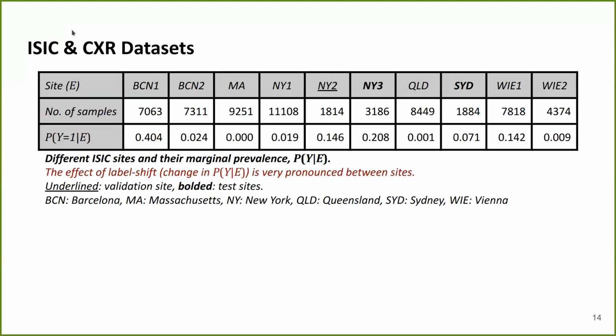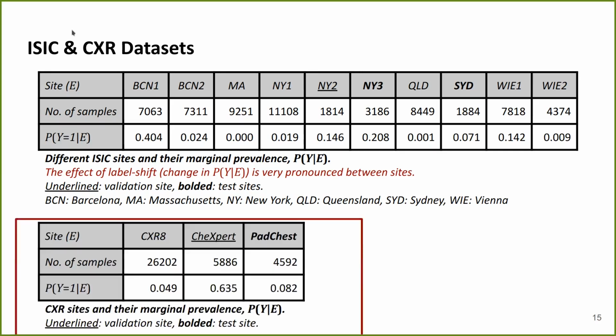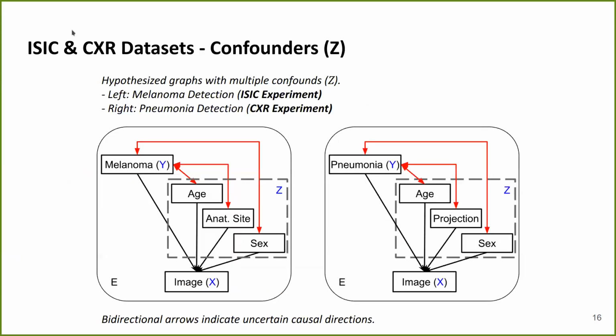We evaluate CoPA in several experiments using various real and synthetic datasets. One experiment uses the skin cancer datasets from Isaac. There are multiple training sites in this dataset. Notice the prevalence varies drastically between sites. Another experiment uses the chest X-ray datasets from 3 different hospitals. The training data comes from one site in this experiment.